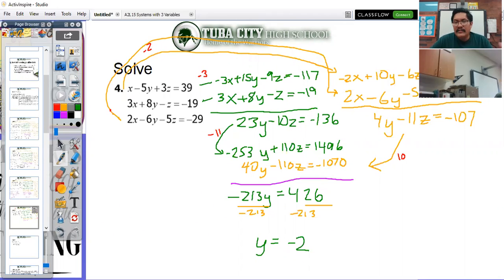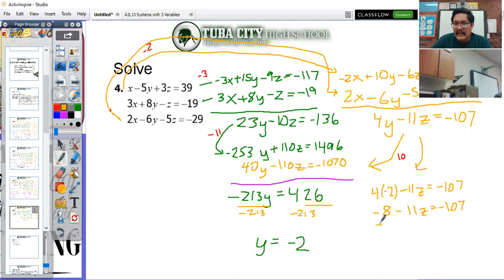And again, all of these should be whole numbers. So if you get fractions or decimal numbers, then you might have to try it again. Or look back through your work and see where you might have made an error. So now that we know that y is negative 2, let's go ahead and plug it in here. So 4 times negative 2, 11z equals negative 107. And again, from what I'm seeing, they should all be between negative 10 and positive 10. So if you get something that's really big, whether it's negative or positive, that might also be an indication something's wrong.